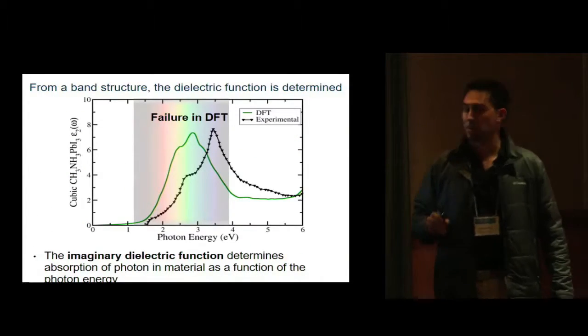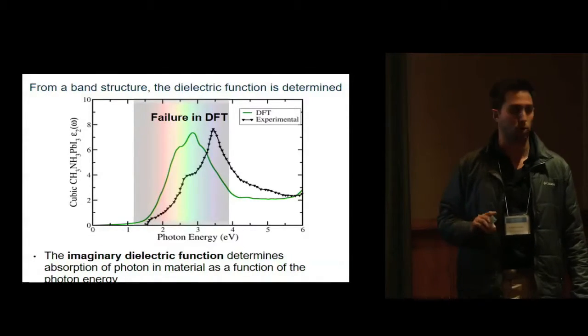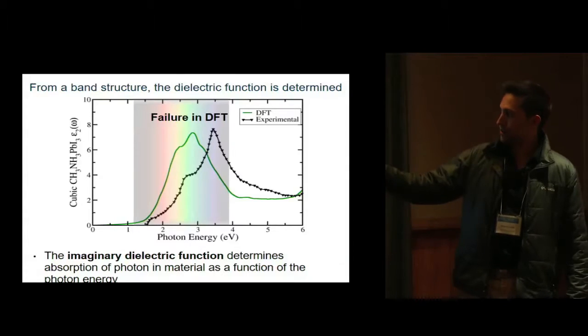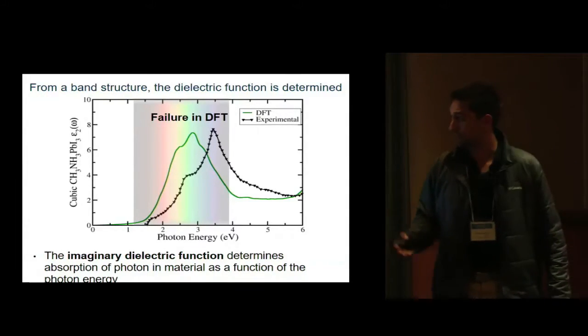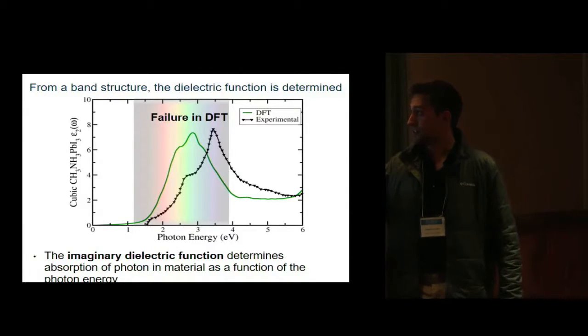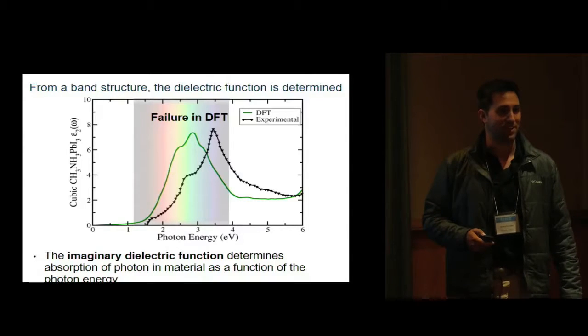The second is something called the imaginary dielectric function. And you can imagine this sort of like the absorption spectra of the material. It tells you, as a function of photon energy, how likely are we to absorb a photon in our system. And this is our density functional theory versus experimental results, and it's a complete failure.